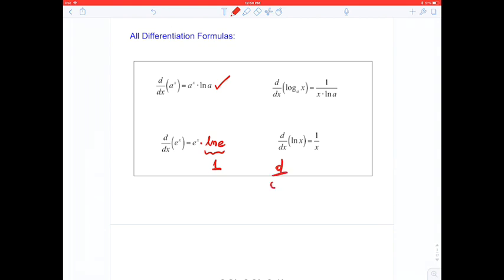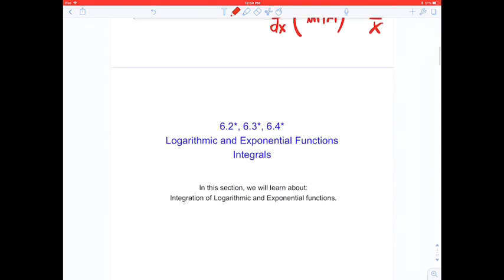I can even make it ln of the absolute value of x, which is also 1 over x. And the derivative of the logarithmic function base a of x is 1 over x times ln of a. That means now we will try to reverse these formulas.